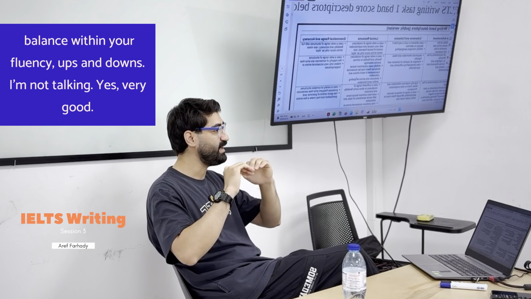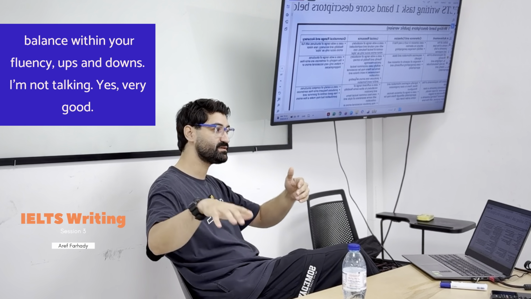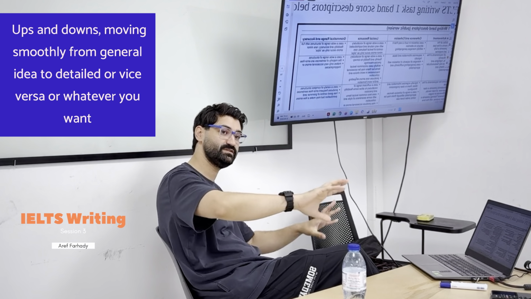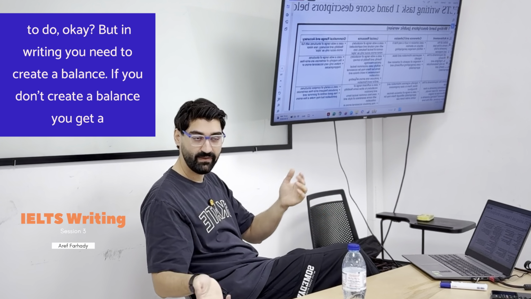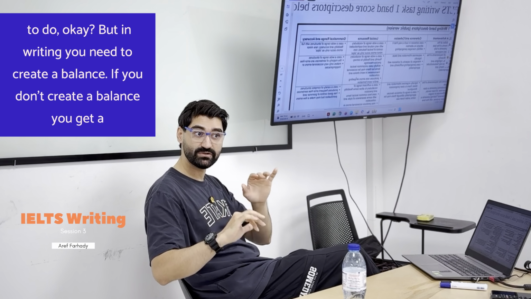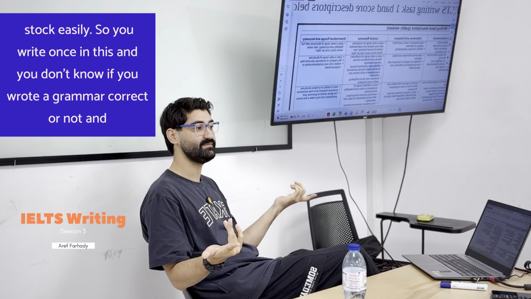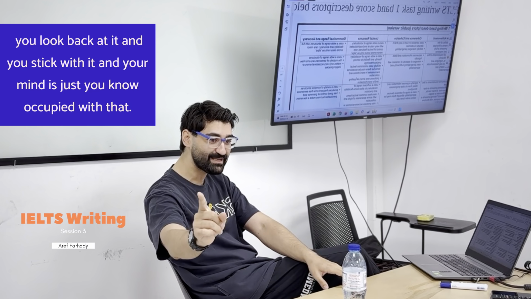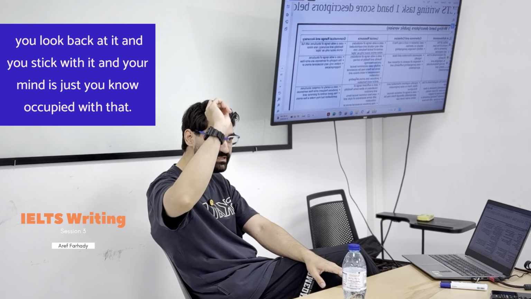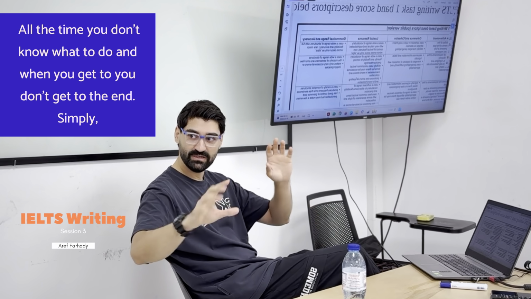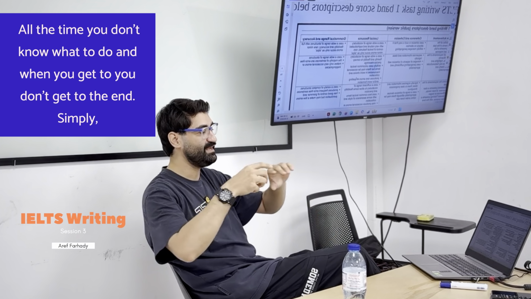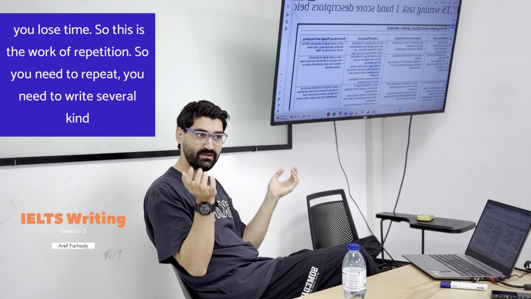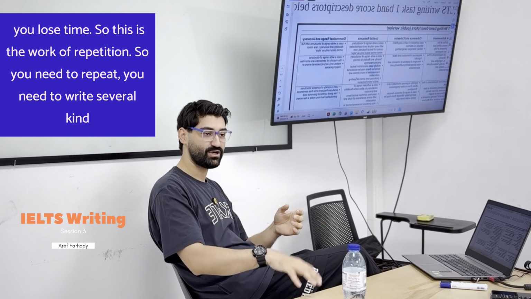In speaking, you need to keep the balance within your fluency, ups and downs, and moving smoothly from general idea to detailed or vice versa, or whatever you want to do. Okay? But in writing, you need to create a balance. If you don't, you get stuck easily. You write one sentence and you don't know if the grammar is correct or not, and you look back at it and stick with it, and your mind is occupied with that all the time. You don't get to the end. You lose time.